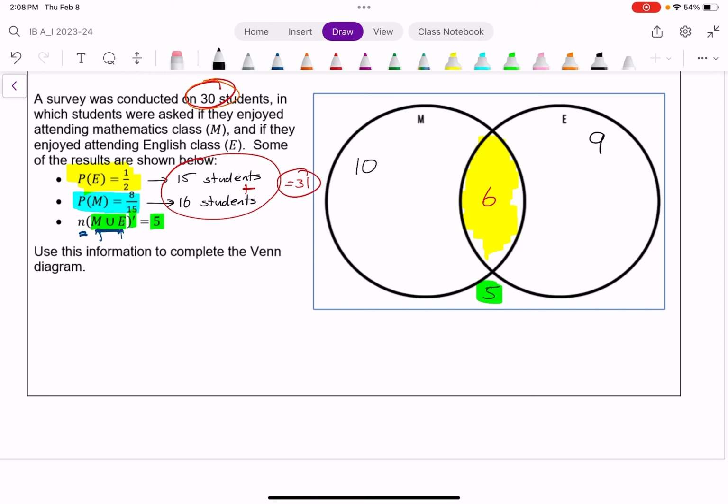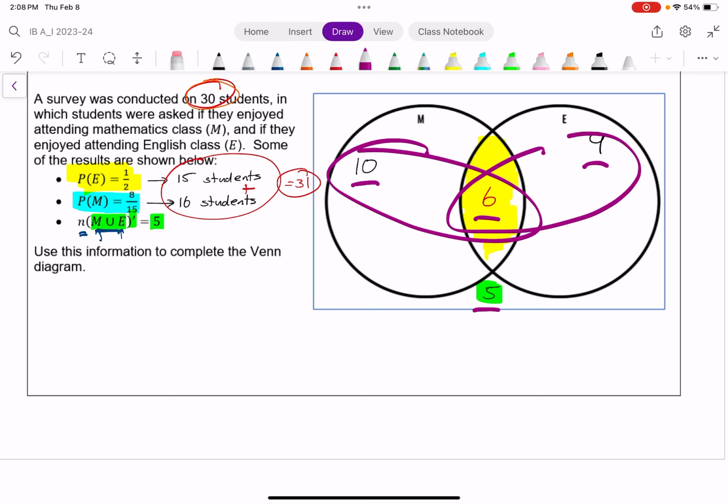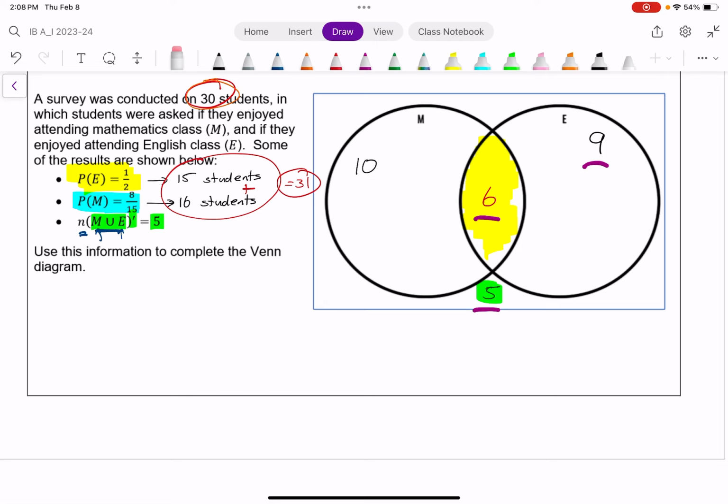And just to double check, just keep in mind, if I add all these together, I should get 30, and I do. If I add these together, I should get 16, and I do. Add these together, I should get 15, and I do. And if we make common mistakes, if we just check, you can figure them out quite quickly. And usually our mistakes are when we double count things. Like I said, those 6 students who enjoyed both.